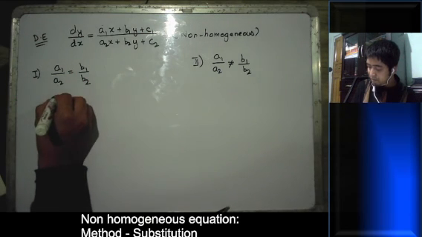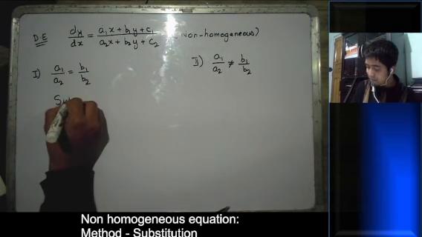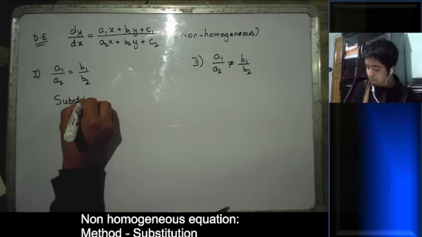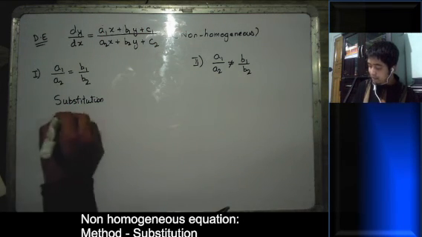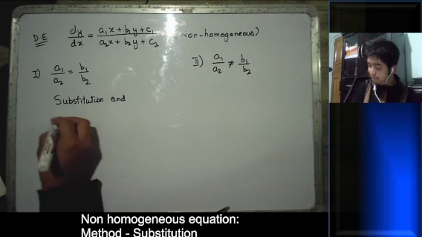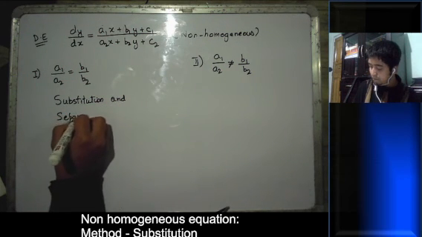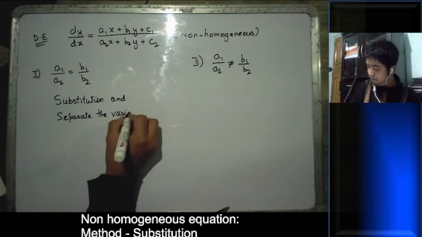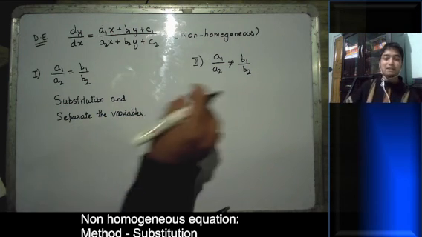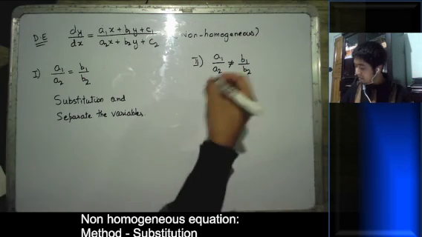I will just write over here: substitution, and then separate the variables. Whereas this second type, I will write it in steps.